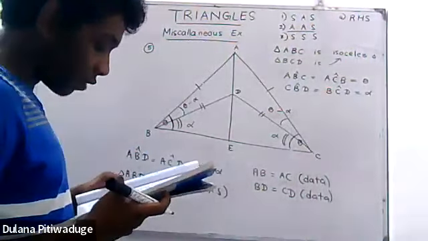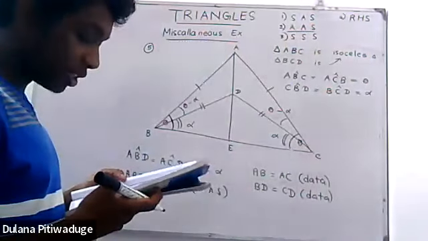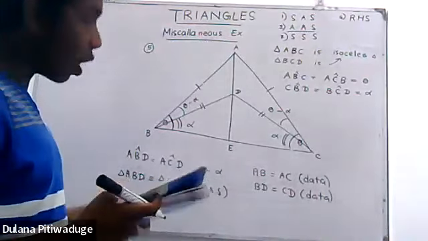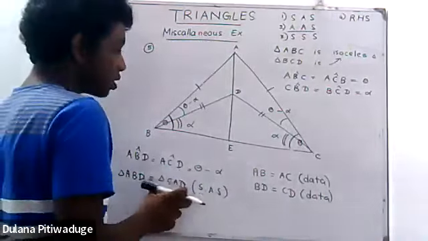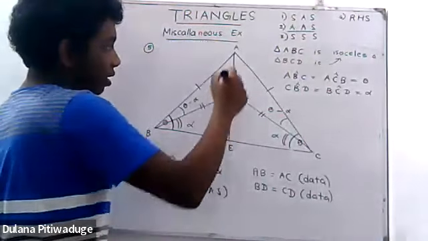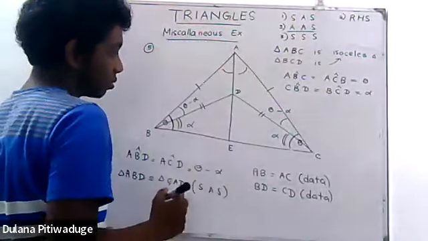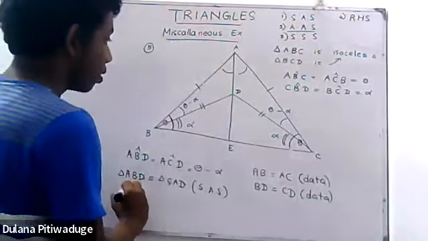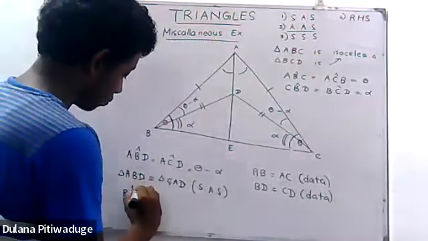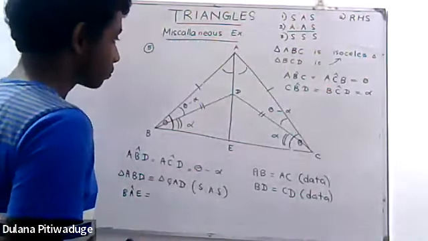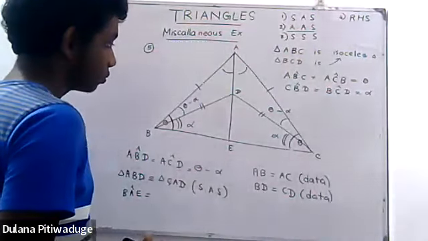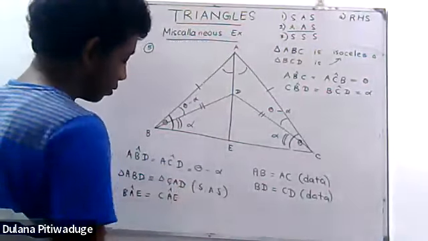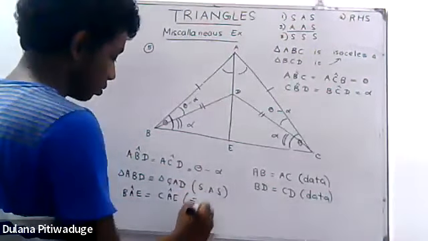Next, they have asked us to prove that the triangle BAE is congruent with CAE. So how can we do that? By this congruence itself, we can say that these angles are equal. Right? By this congruence, we can say that angle BAE is equal to angle CAE by congruency.